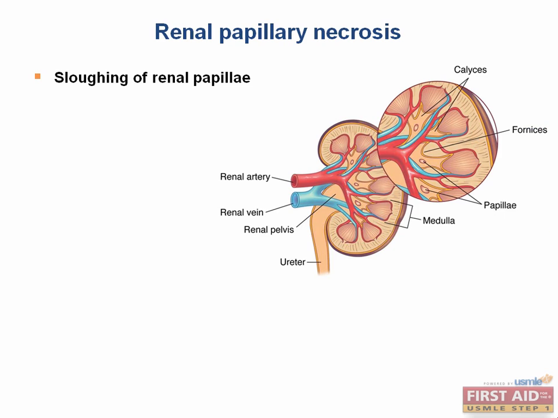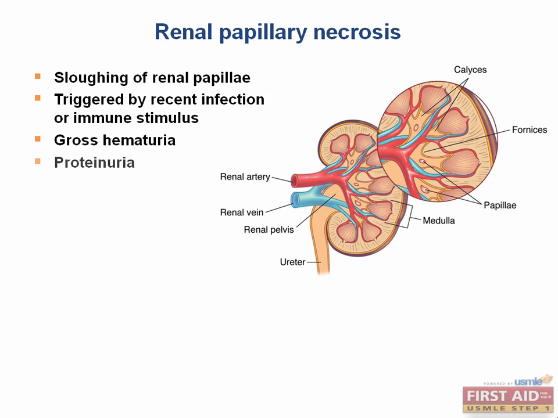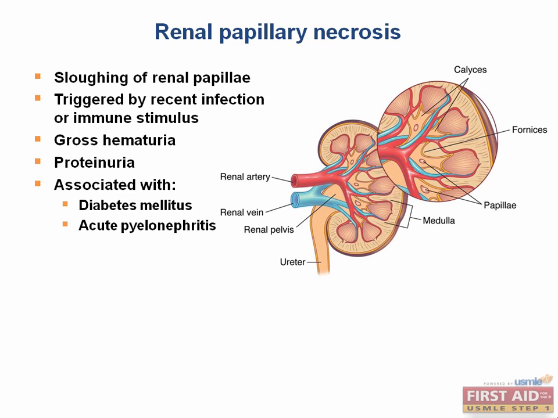The next topic, renal papillary necrosis, occurs when a person with an underlying risk factor has an infection or immune stimulus affecting the kidney. This causes the renal papilla, seen here at the tip of the pyramid, to necrose and slough off, causing gross hematuria and proteinuria. Now this area is specifically sensitive to hypoxia. Now why is that? Because it's the farthest away from the arterioles in the cortex that bring oxygenated blood. The underlying risk factors include diabetes, acute pyelonephritis, chronic phenacetin use, and sickle cell anemia or trait.